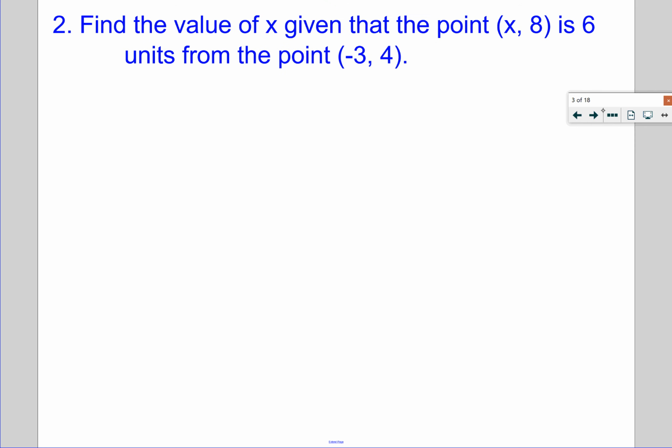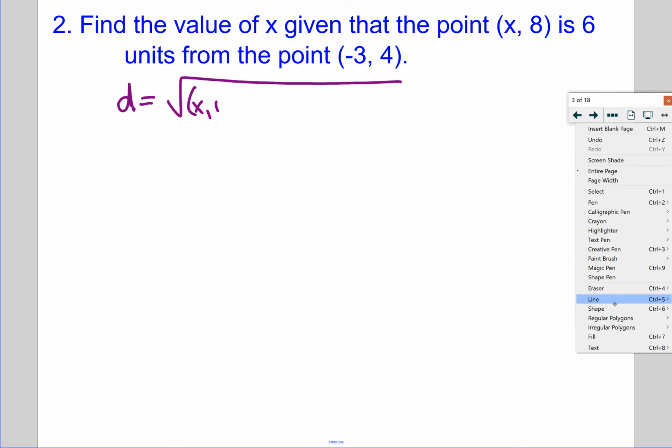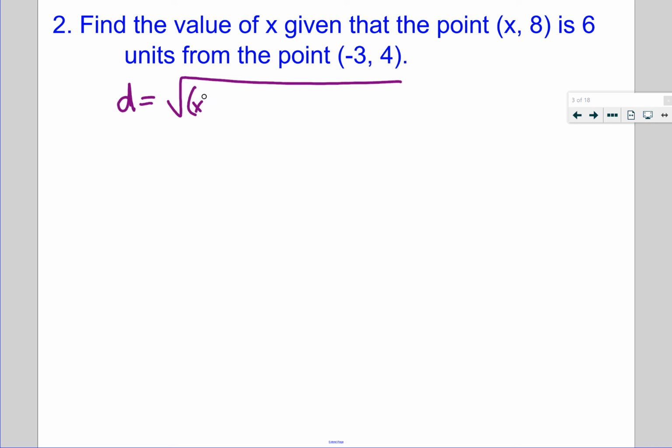Question number 2 on the test, find the value of x given that the point (x, 8) is 6 units from the point (-3, 4). So again, this is a distance problem. I'll write out my distance formula again. Oops. Writing the wrong formula in there. Let me erase that. Where'd my eraser go? There we go. Almost put my midpoint formula inside of my distance formula. Let's try that again. (x2 minus x1) squared, (y2 minus y1) squared.